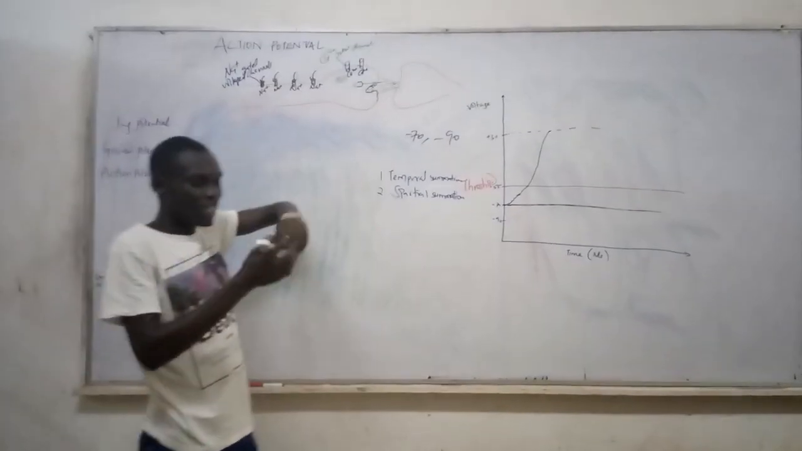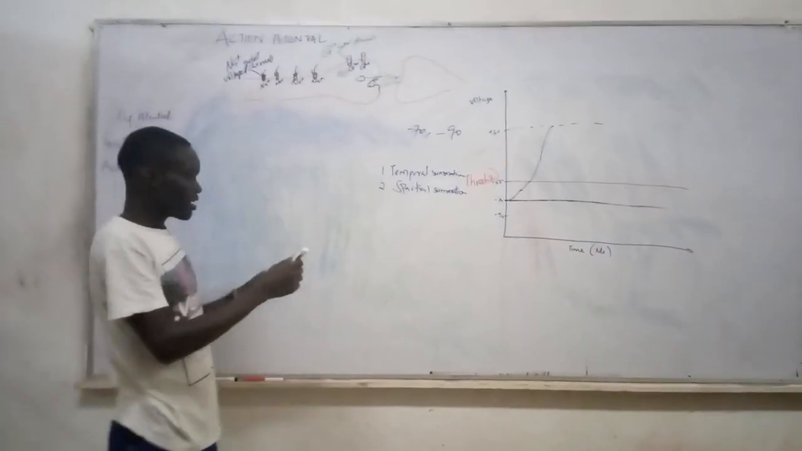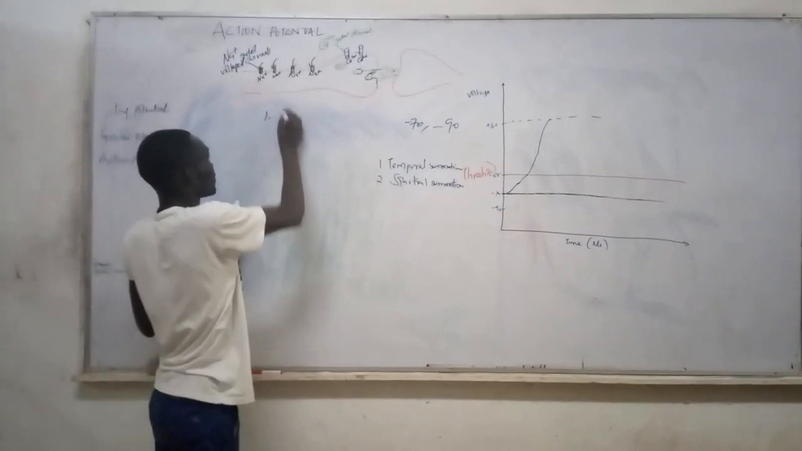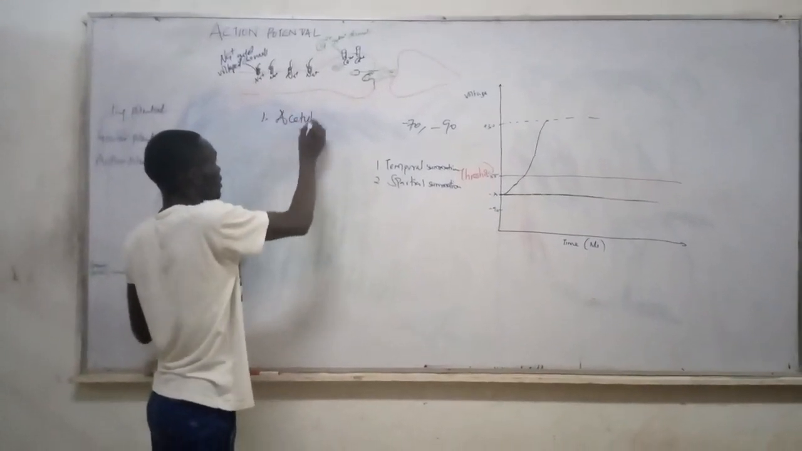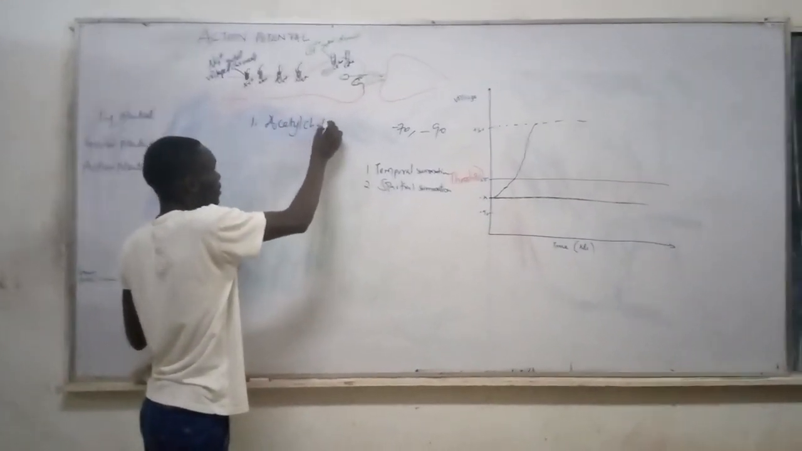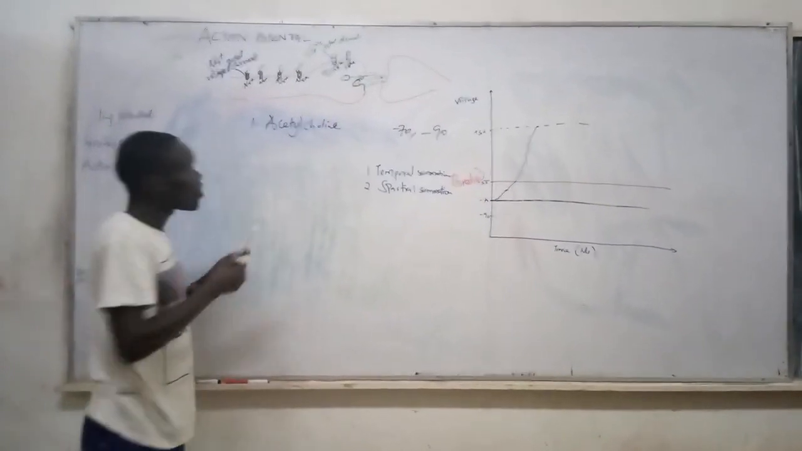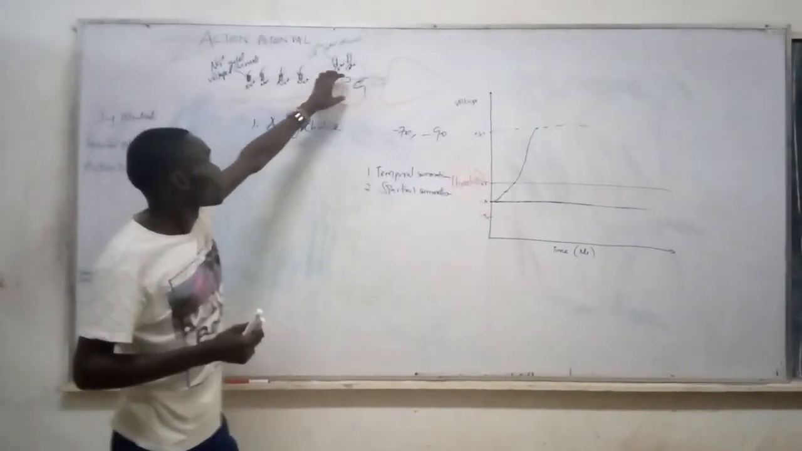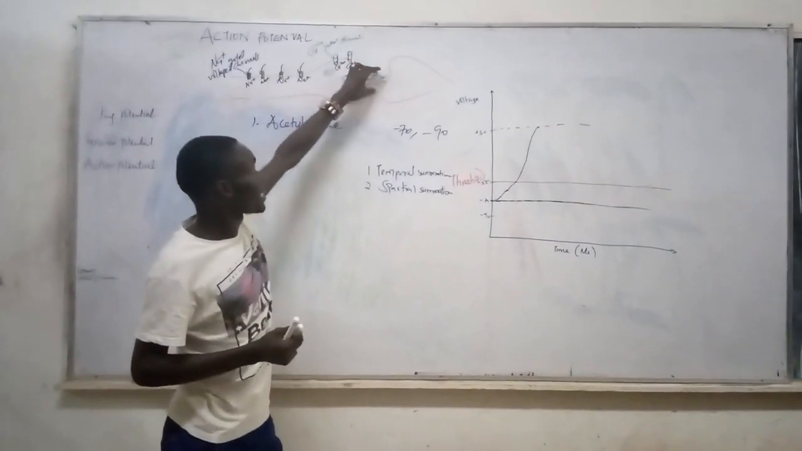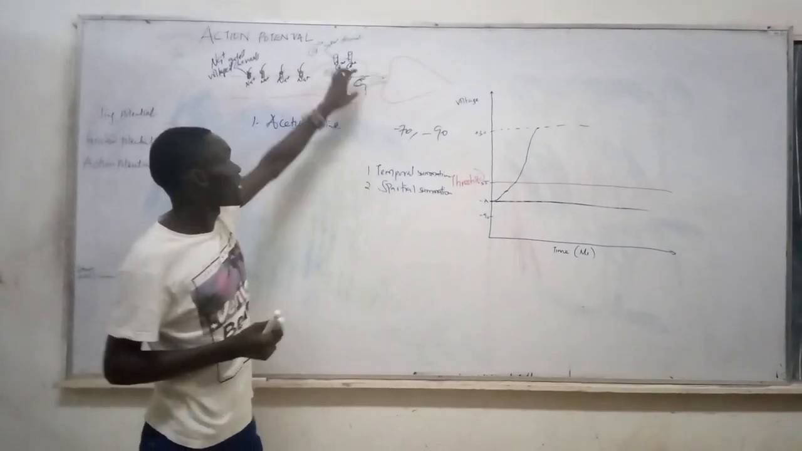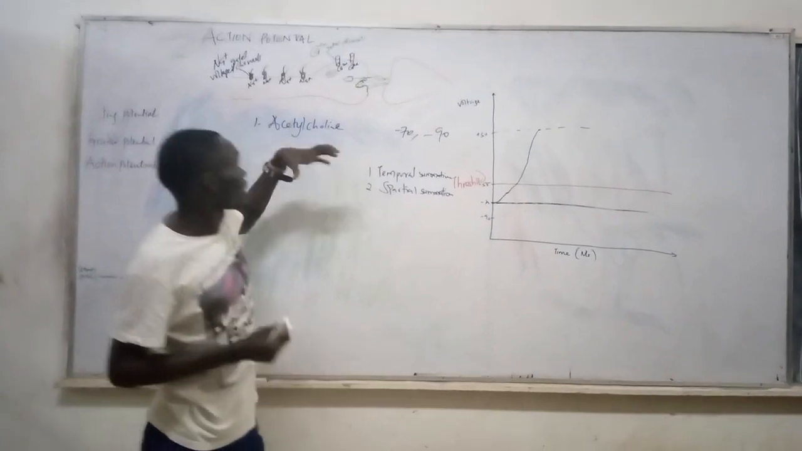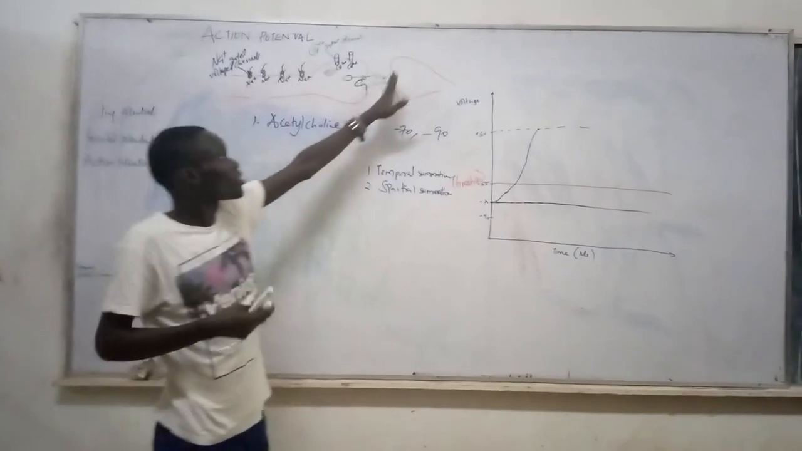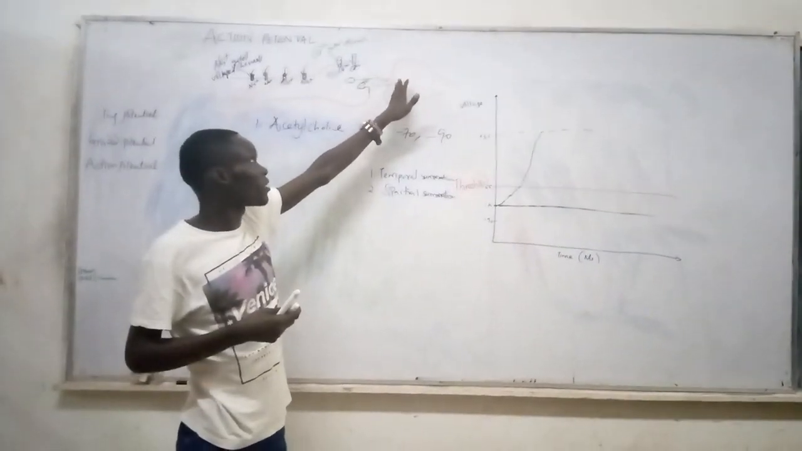What are these contents? The content is acetylcholine. This is a neurotransmitter. It releases its contents through the synaptic cleft, and then transmits signals to the postsynaptic membrane.